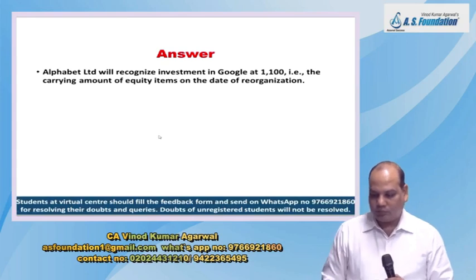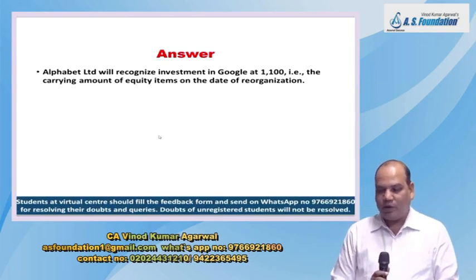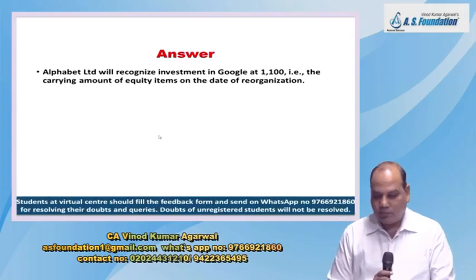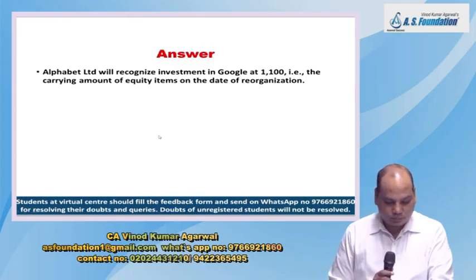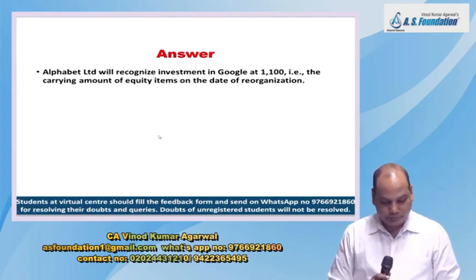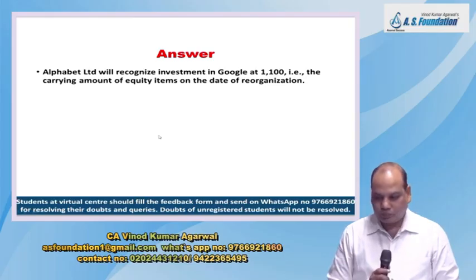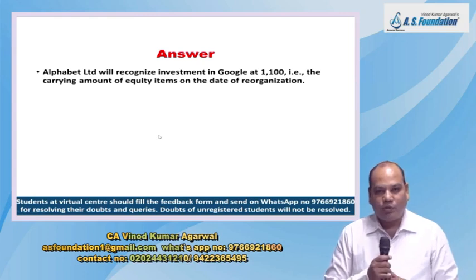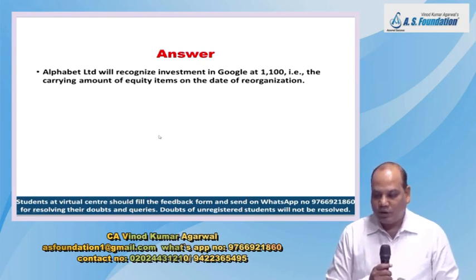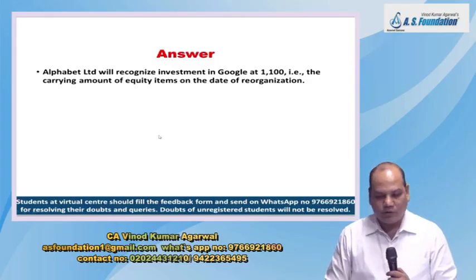So write down, Alphabet Limited will recognize investment in Google Limited at 1100. That is the carrying amount of equity items on the date of reorganization.